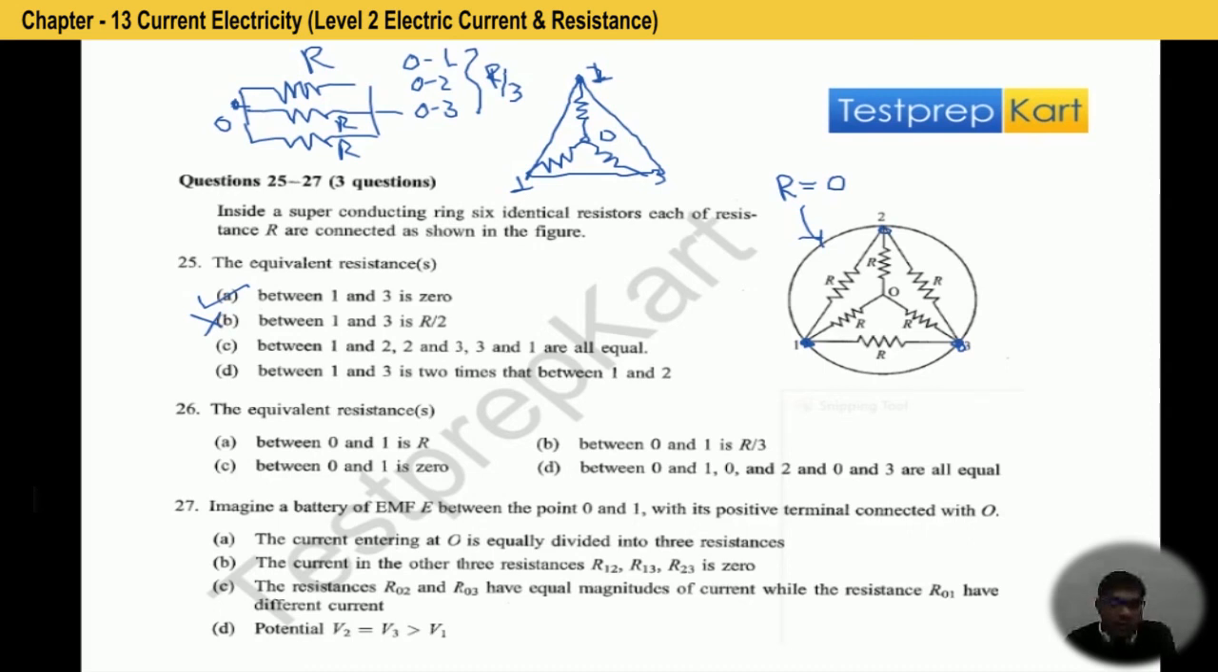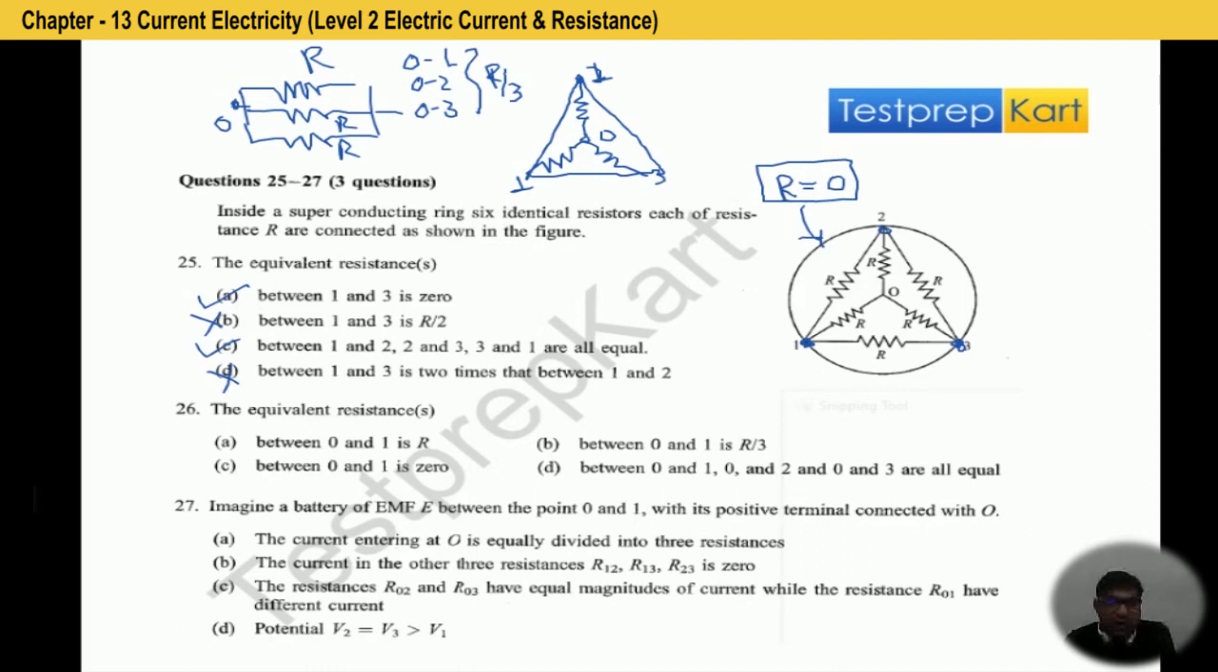Between 1, 2, 2, 3 and 3, 1 are equal. So 1 and 2 are short circuited, 2 and 3 are short circuited, and 3 and 1 are short circuited. So all terminals will offer equal potential, hence net resistance between them will be 0. Right. So this option is right and D is not correct.